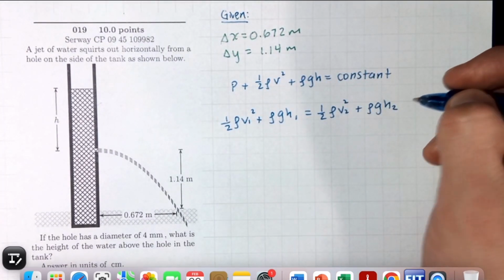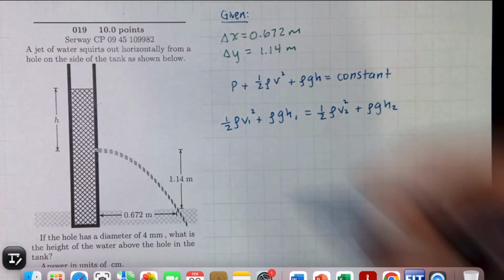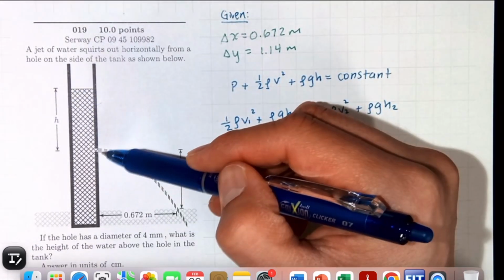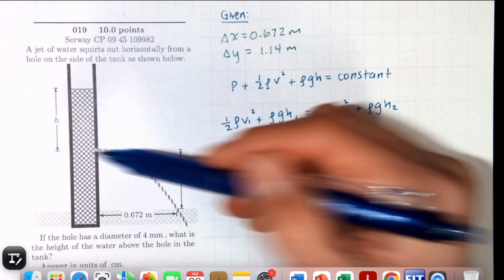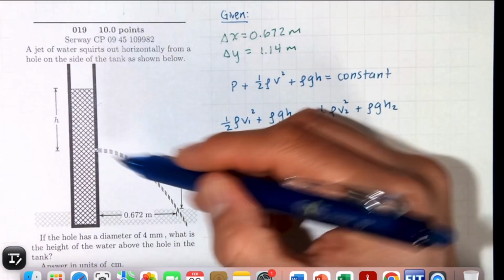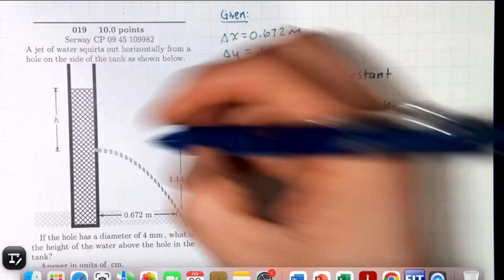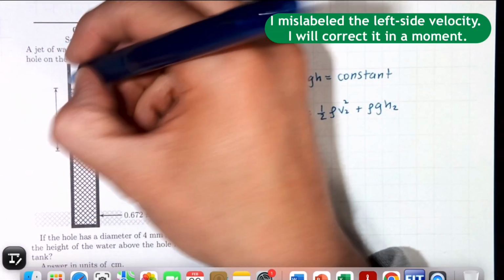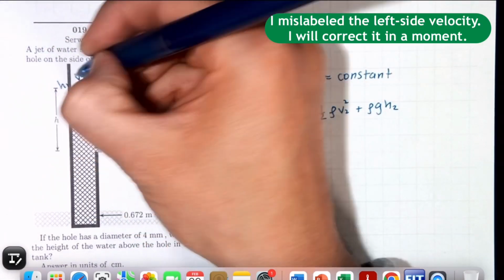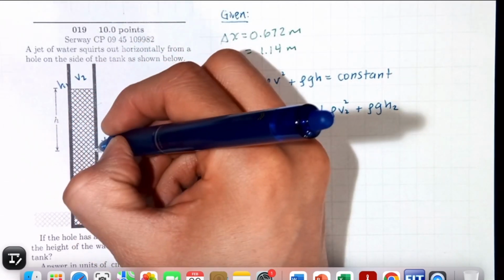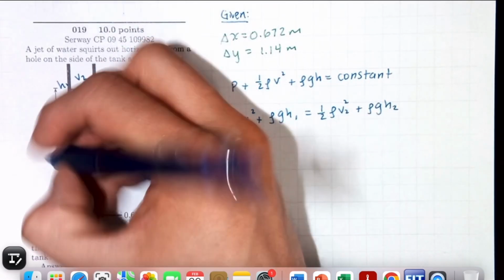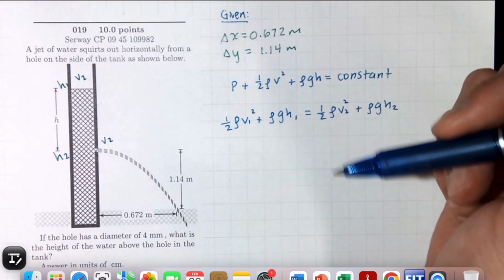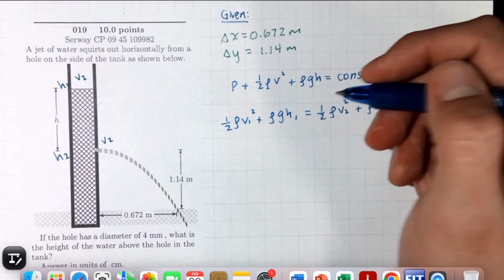Okay, there we have it. So velocity 1 is the velocity here. As this leaves the tank, the water level is going to go down. And this velocity is velocity 2 here. So let me write it down. H1 is going to be at this point here, and H2 is going to be here at the level of the hole. Notice how the density is not going to change. It's just water, so we can just get rid of it.